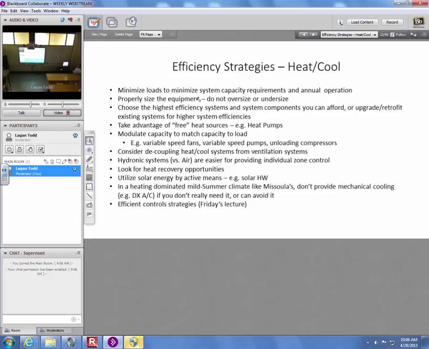Properly size the equipment, so don't oversize or undersize it. If you oversize it, it short cycles. If you undersize it, it runs full throttle too often and wears itself out. But in either case, they lose some efficiencies. Choose the highest efficiency systems and system components that you can afford. Or if it's existing, try to find ways to upgrade or retrofit it to higher efficiency components.